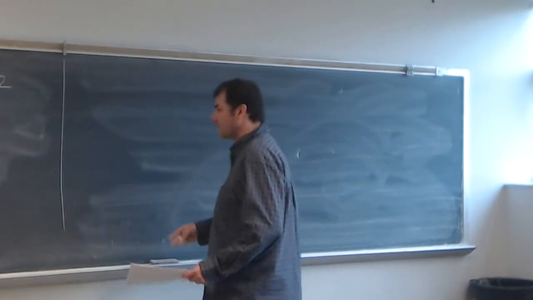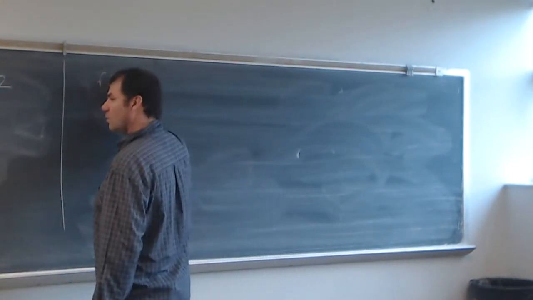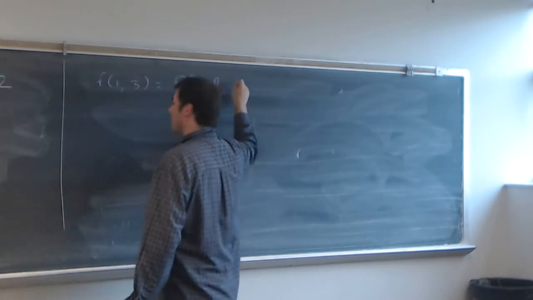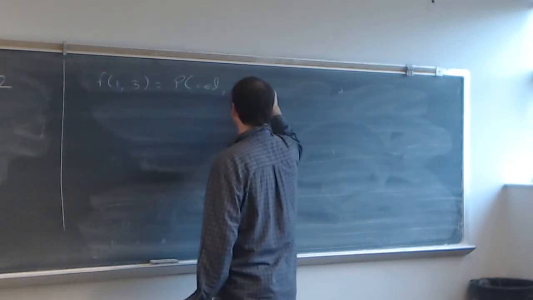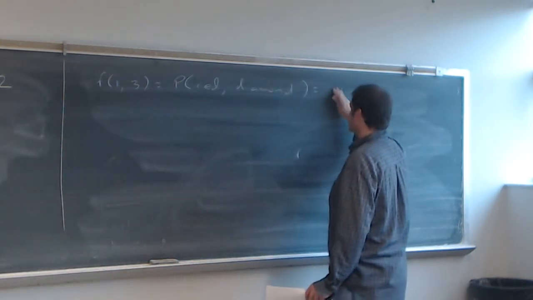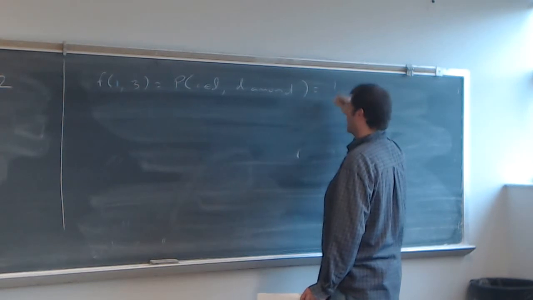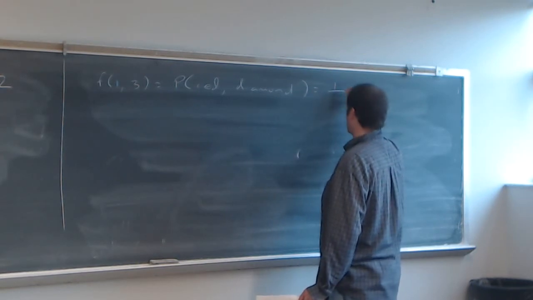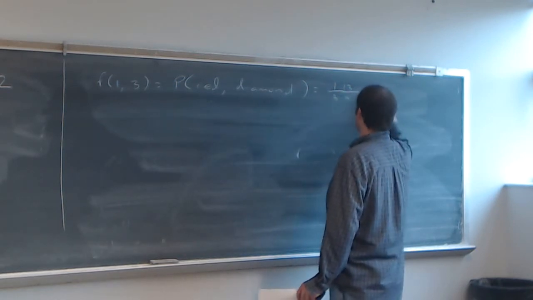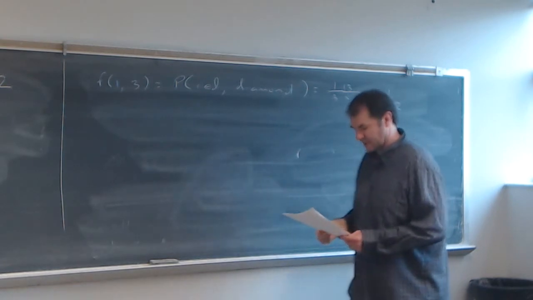So continuing, what's f of 1, 3? Well, that's the probability of a red ball and a diamond. Again, that's equal to 1 times 13 over 3 times 52. That ends up being 1/12. Same answer.